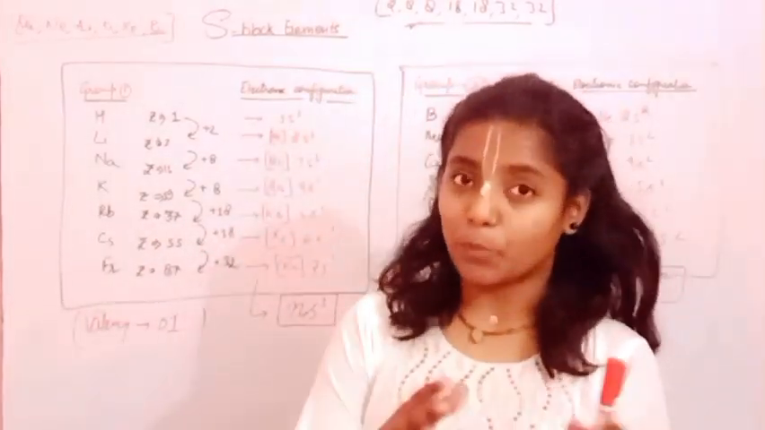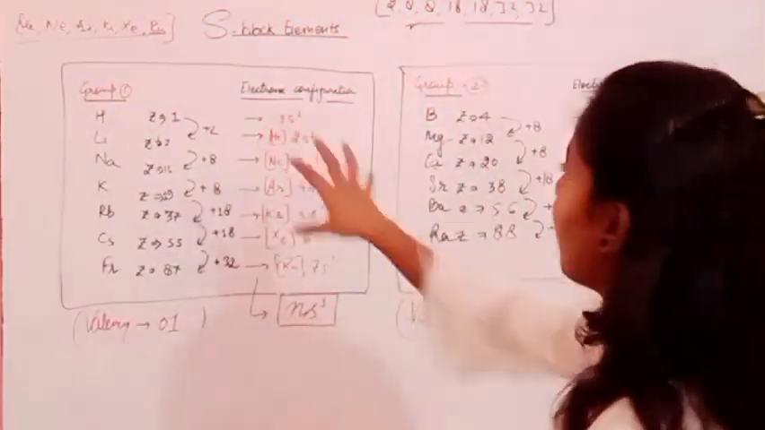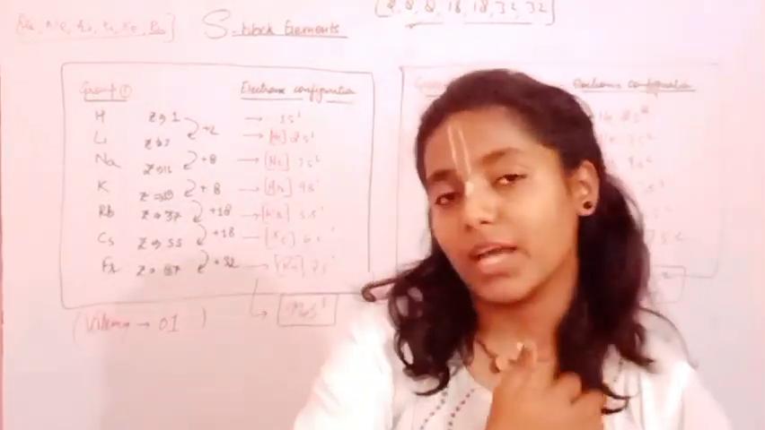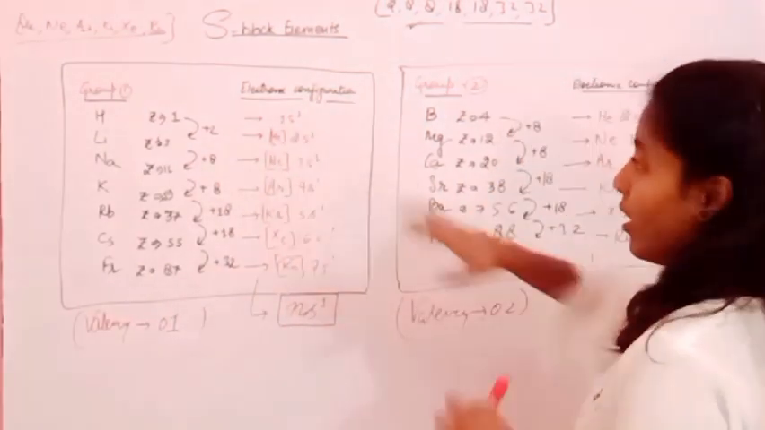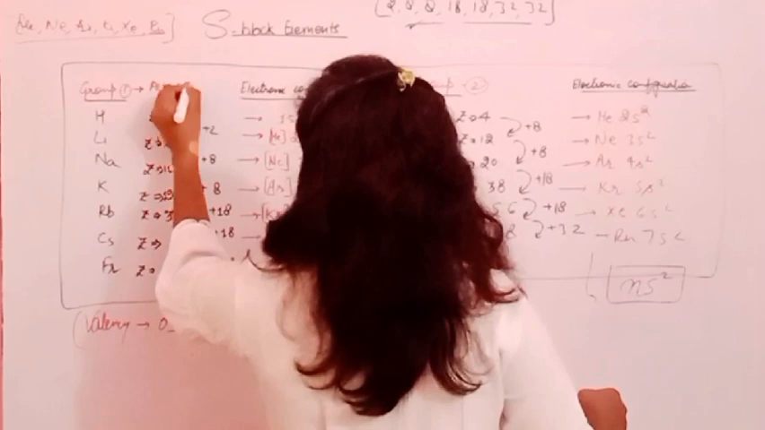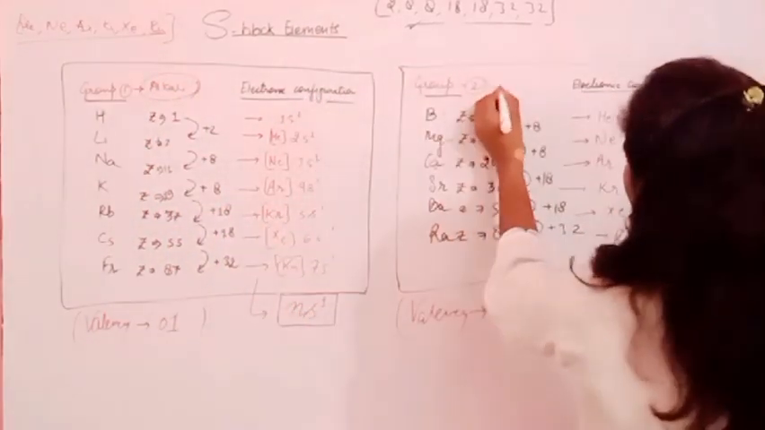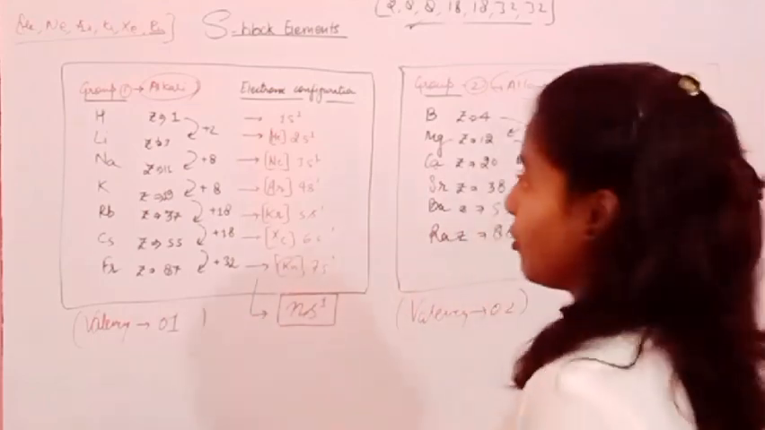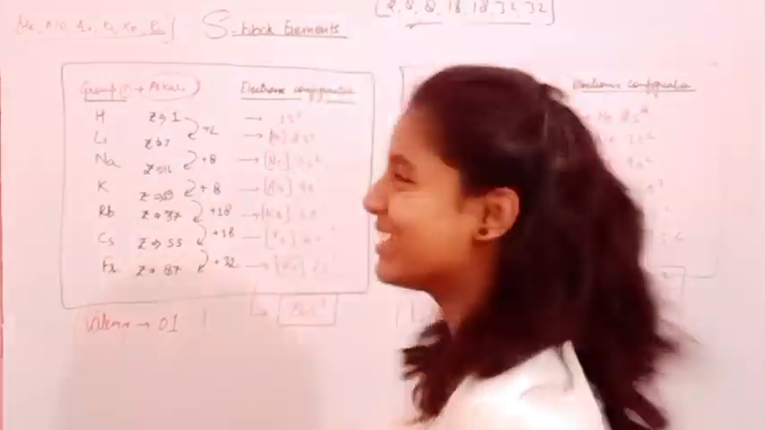Now let's talk about the properties or what we obtain from group number 1 and group number 2. And also, before moving to the property, I would like to say all the elements in group number 1 are also called your alkali metals. And similar goes for group number 2, which are called your alkaline earth metals. So remember these two things. Let's move ahead.